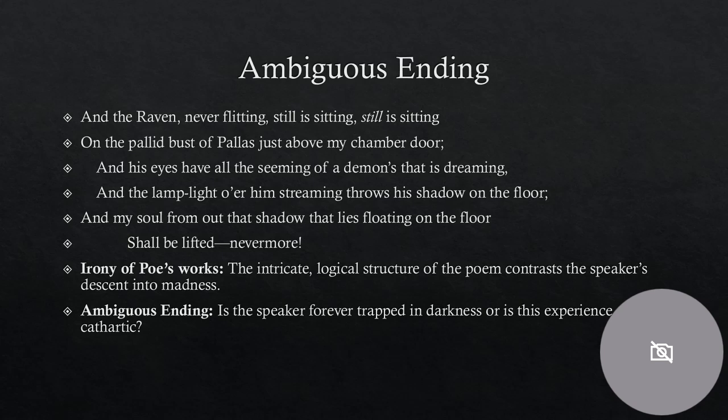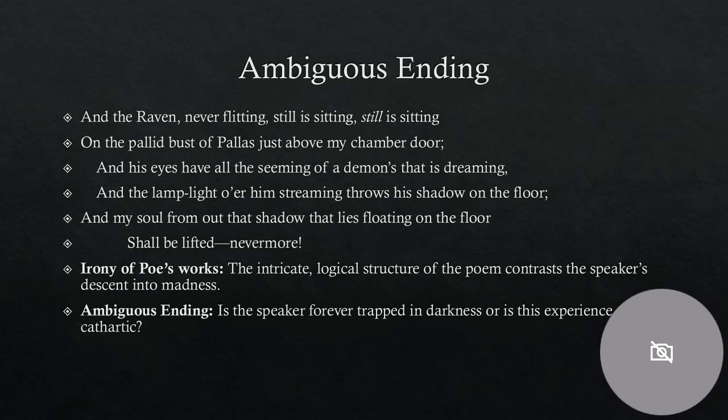Now, it sounds like it has a clear ending because it says, and my soul from out the shadow that lies floating on the floor shall be lifted nevermore. So that theme of nevermore echoes there. So it sounds like his soul will be trapped in the grief forever. But like I said, this is a poem about grieving. And when I've taught in other classes, I've used the idea of catharsis, which is a term from ancient Greece that means the purging of emotions. And Poe is referencing ancient Greece and a lot of other cultural references and allusions all throughout this poem.